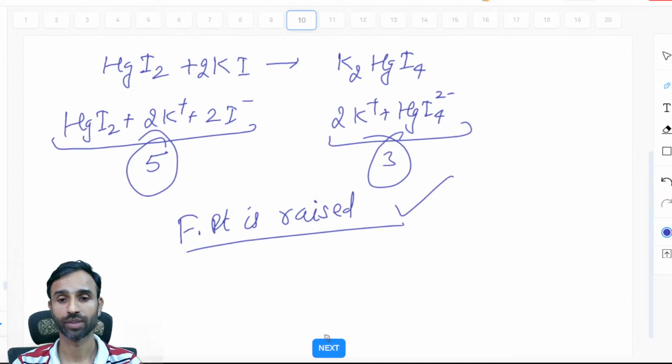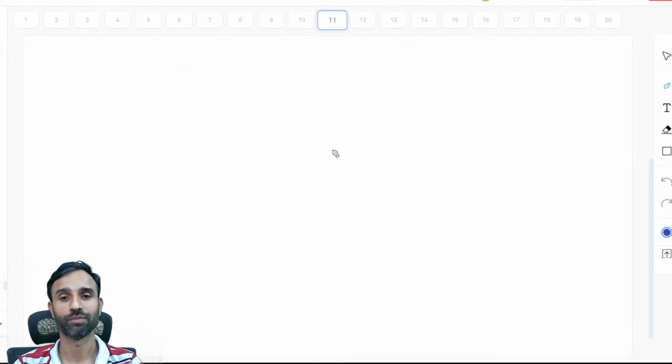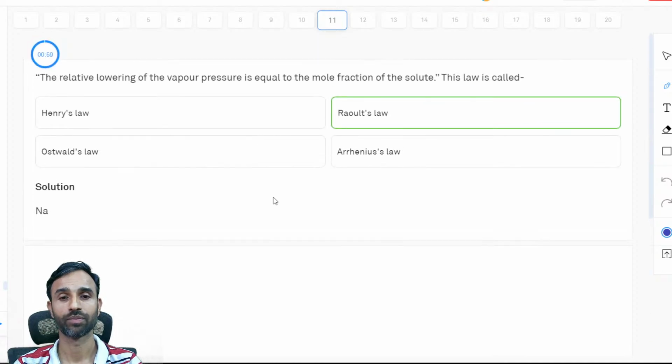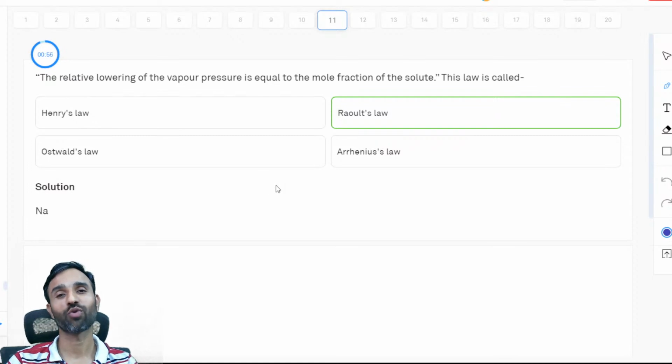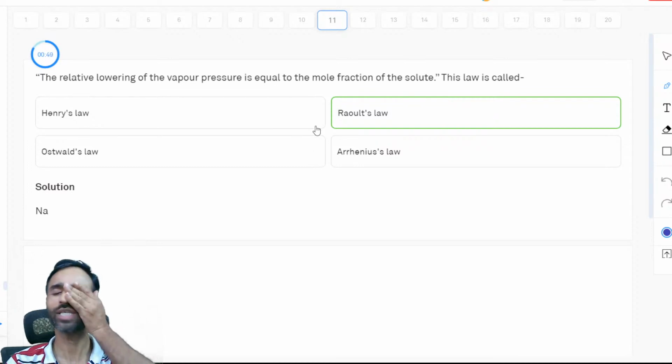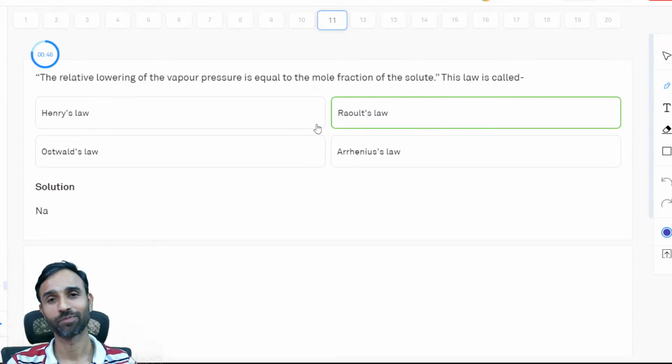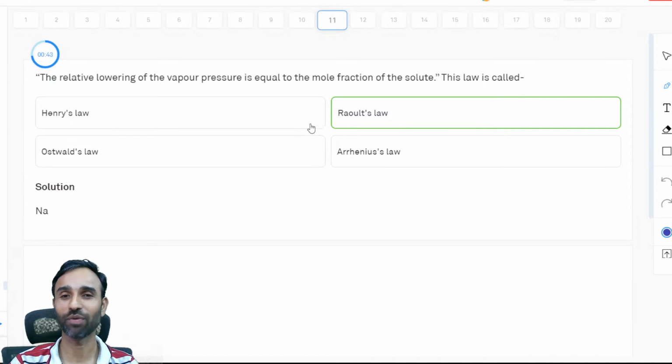Okay. Next question. Relative lowering of vapor pressure is equal to the mole fraction of the solute. This law is called, very simple question. This is the basic definition of which law? I think everybody should be right in this question. Just write, beta, who are watching this live, in the chat box and then join Noon Academy to have the live session.